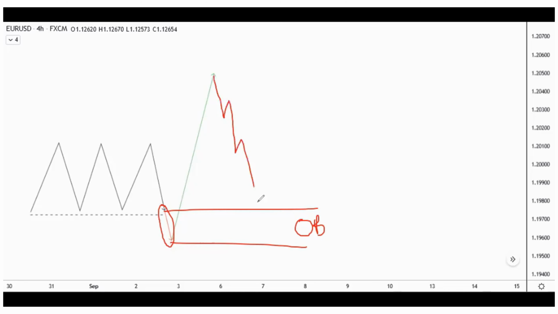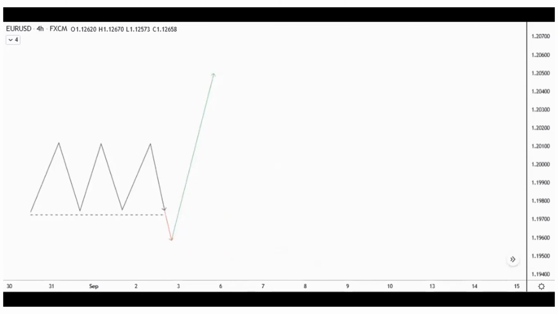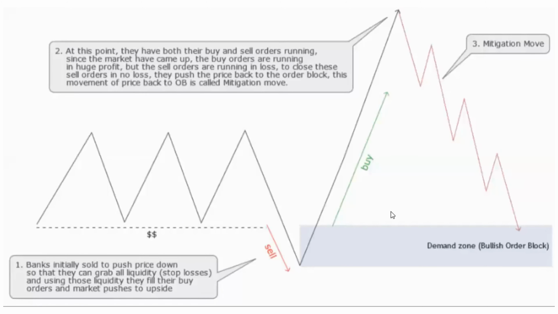So they will come back to this order block range, close to close, their sell orders. And then from there, they continue to move clear. This is what mitigation means. Okay, so now let me show you something on the presentation.